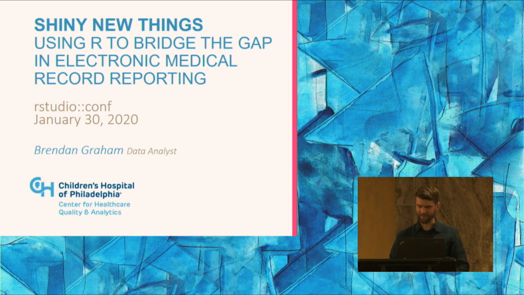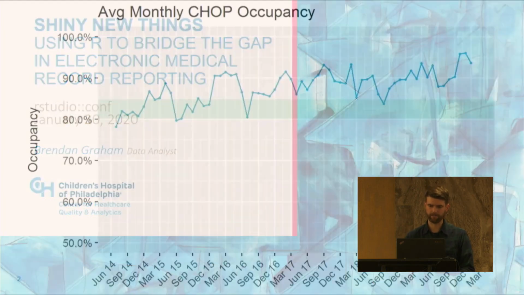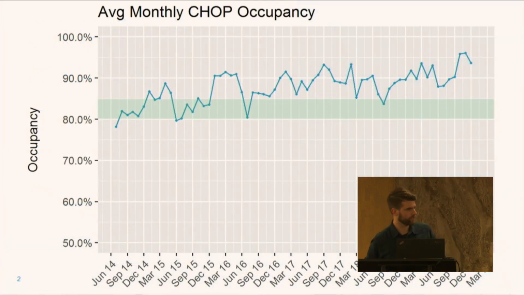So really the range is, we think of it as 80 to 85% optimal. You always want some excess capacity to be able to handle an influx of patients if you need to. So with that in mind, here's what CHOP's hospital occupancy has looked like over the last few years at the monthly level with that optimal range shaded in. So this is why we're focusing on projects around hospital admissions.